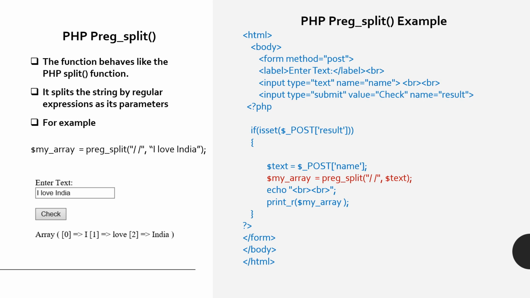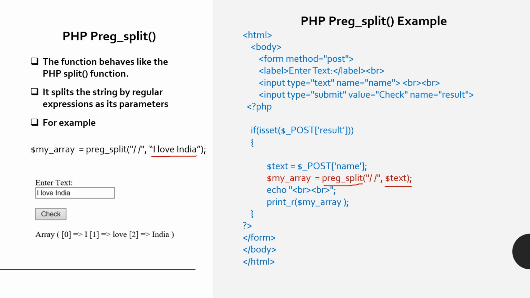For example, the string we can get as input. After that you can give preg_split, and you need to specify the corresponding text here. This is the example. For example, the text is "I love India".